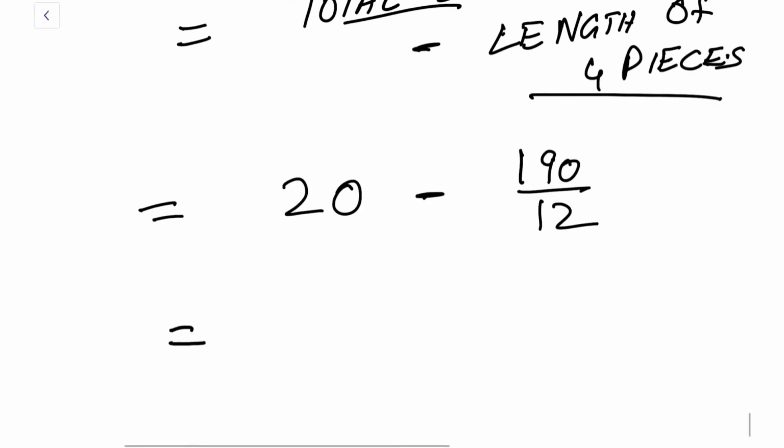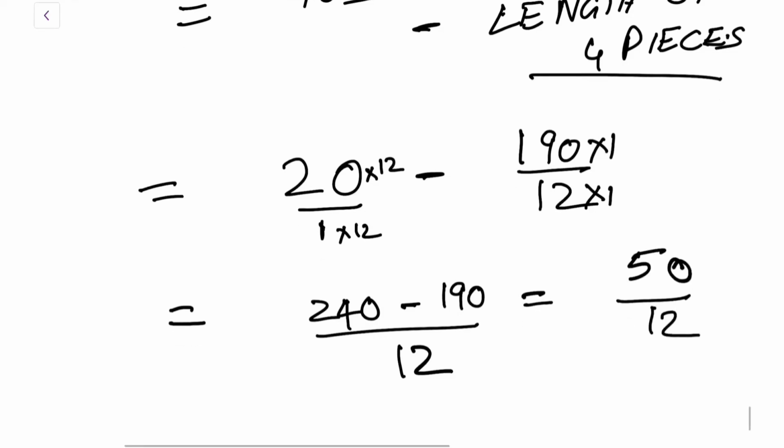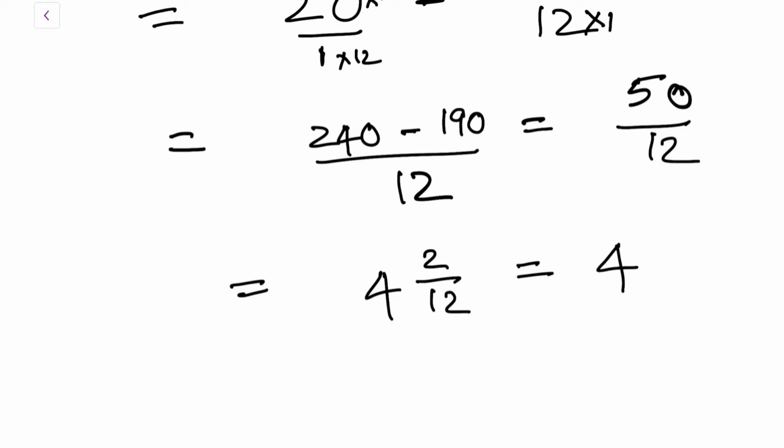Okay, so 20 is same thing as 20 by 1, and the LCM is 12. So 20 into 12 is 240, minus 190 into 1 is 190. 240 minus 190 is 50. 50 by 12. If you have to write it as a mixed fraction, you get it as 4 2 by 12. This can be further simplified to 4 1 by 6 divided by 2.